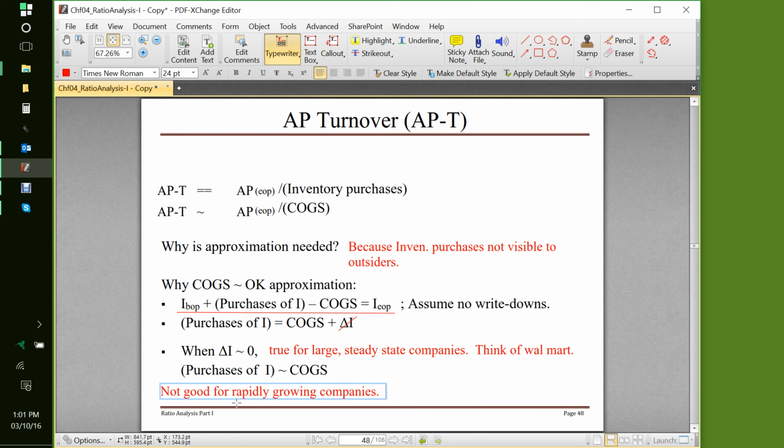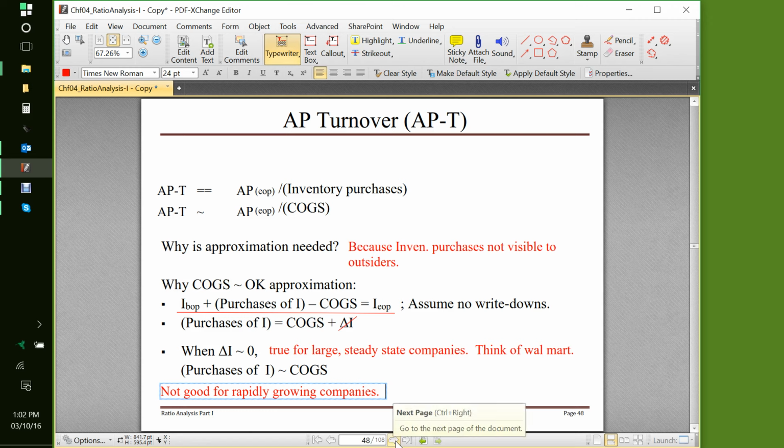And this goes again to the general point that there is no one perfect set of ratios for all companies. I said it before with relation to different industries and sectors, and now we have to say it again with regard to company size and growth rate. So some ratios that work very well for rapidly growing companies won't work as well for companies that are steady state, and vice versa. Okay.